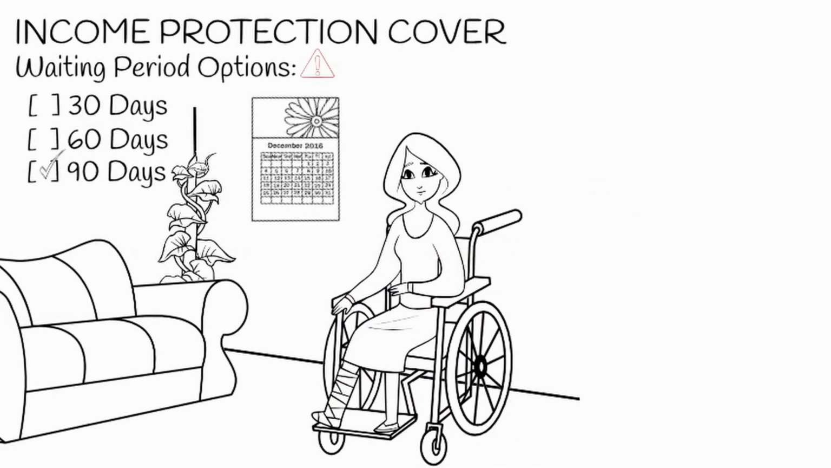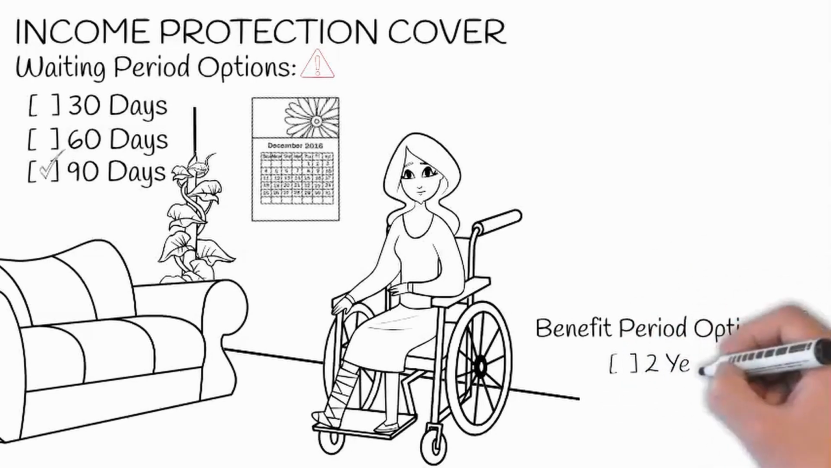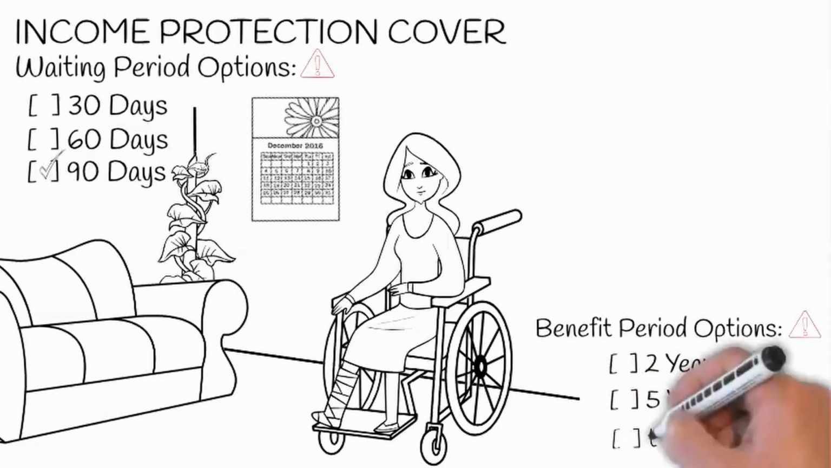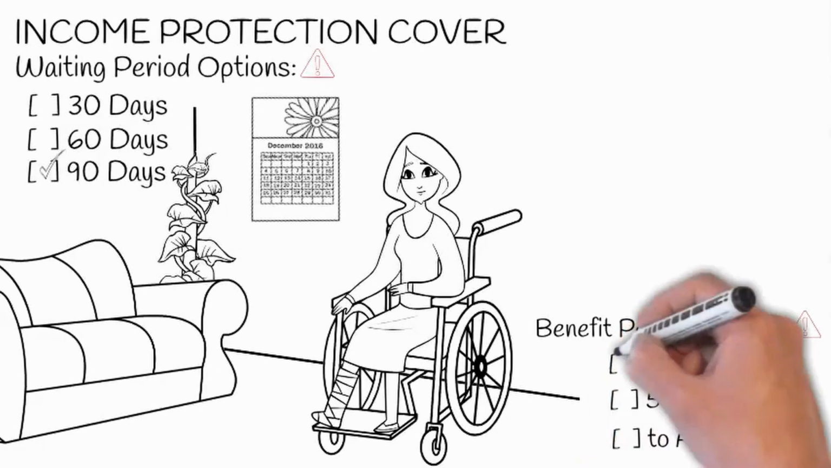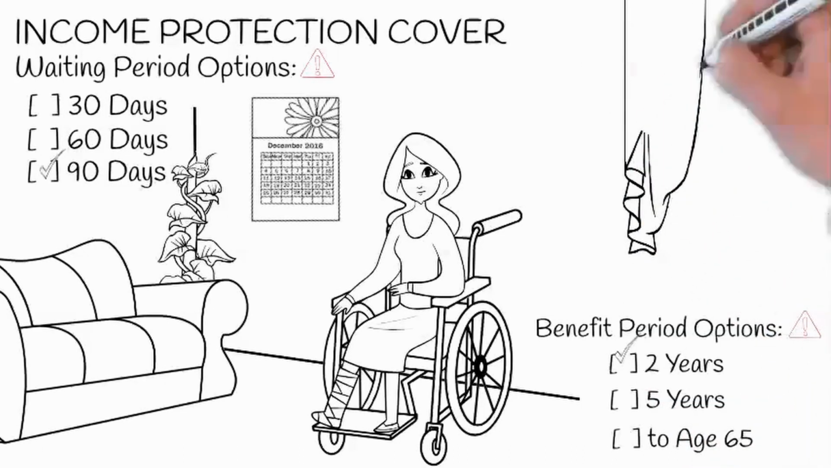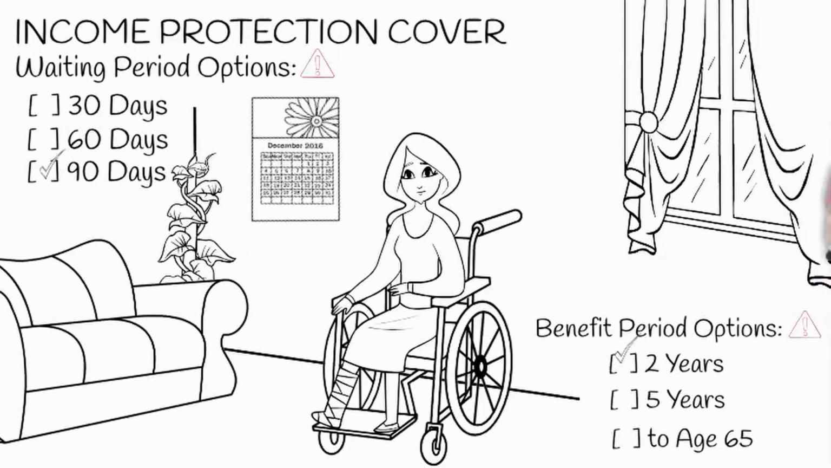The other consideration is the benefit period. If your fund offers a range of benefit period options, then consider if a long-term benefit period is the right one for you. A benefit period to age 65 is typically more expensive than, say, a 2-year benefit period. Be aware, though, that if you choose to have a longer waiting period and a shorter benefit period, reversing this decision at a later date may require underwriting.